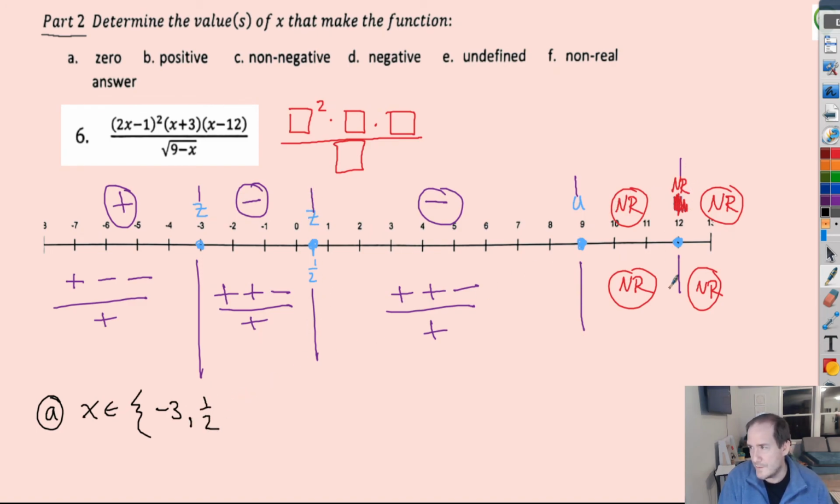And then we thought we had a 0 at 12, but we don't, because we found out that we're actually non-real on that interval instead. So be careful about just blindly giving me all the zeros from the numerator. If there's some radical that will be negative at those values, then they don't count as zeros anymore. So that's that. Part B wants to know, when are we going to be positive?